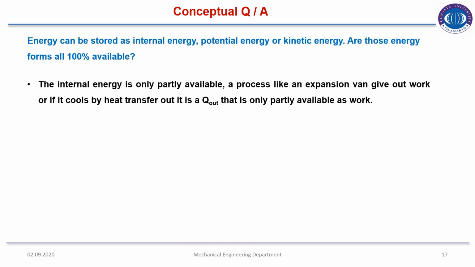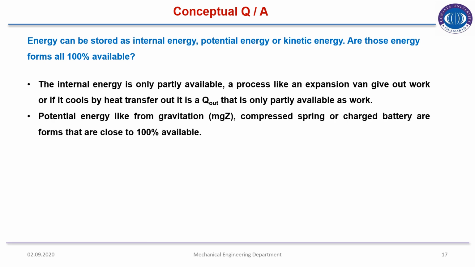Energy can be stored as internal energy, potential energy, or kinetic energy. Are those energies 100% available? The answer is that internal energy is only partly available. A process like expansion gives out work, or if it cools by heat transfer out, it is only partly available as work.